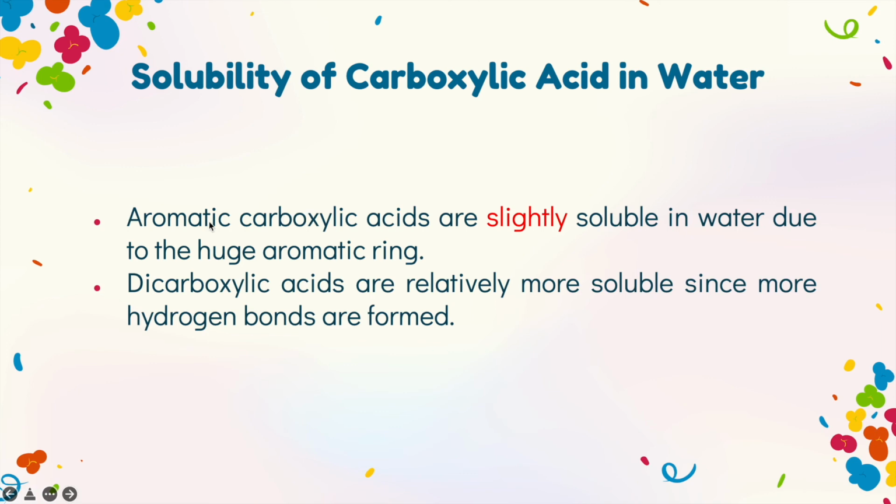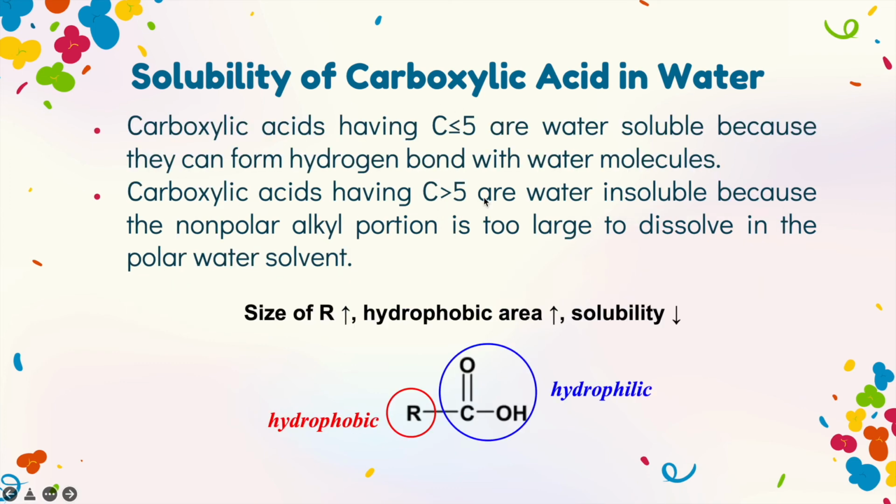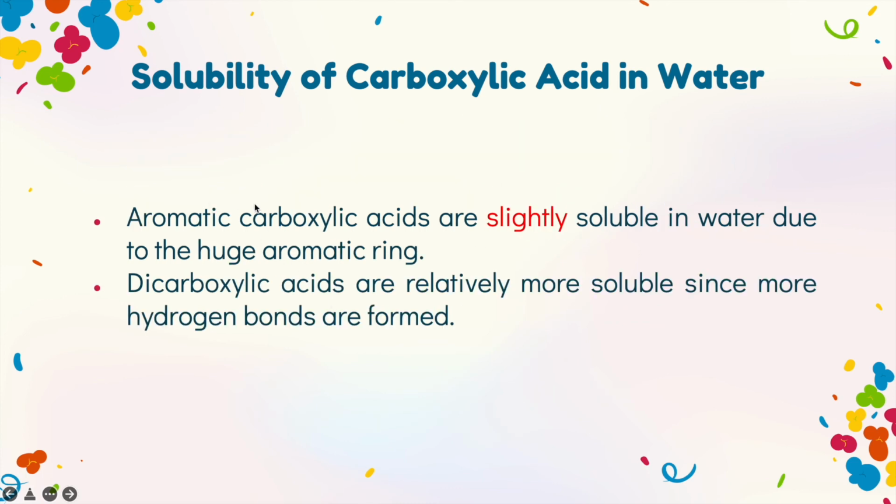Aromatic carboxylic acid, the carboxylic acid which has a benzene ring, means you have 6 carbons in total. Look at here, more than 6, water insoluble. But here aromatic carboxylic acids are slightly soluble, not completely, just slightly, because it's 6 carbons. It's unlikely to be soluble, but aromatic carboxylic acids are slightly soluble due to the huge aromatic ring. The total of carbons is 6. Dicarboxylic acid can form more hydrogen bonds because you have 2 COOH. So dicarboxylic acid is more soluble since more hydrogen bonds can be formed.